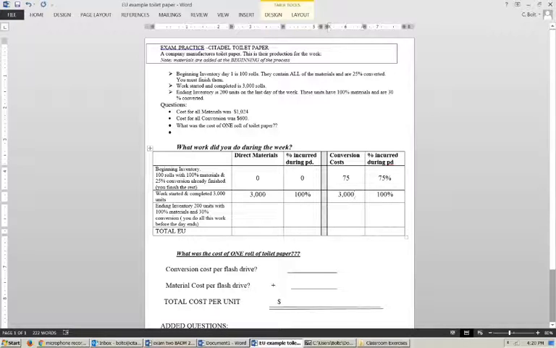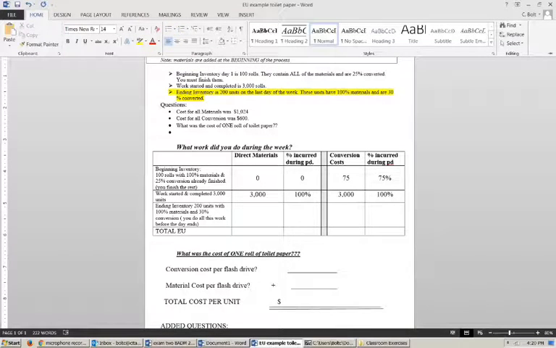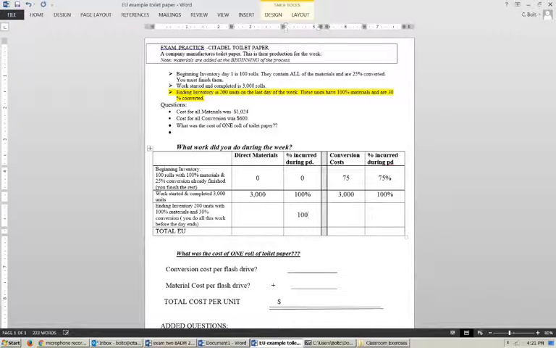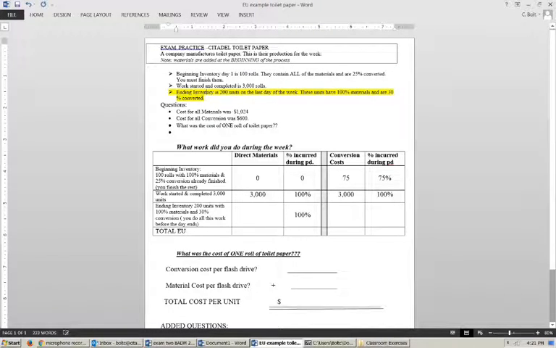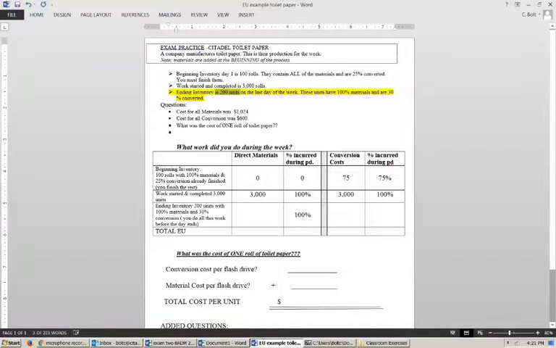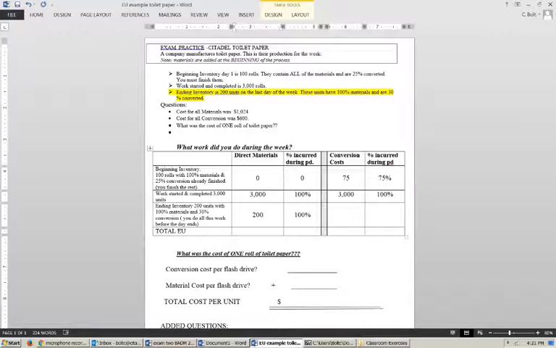Let's move to the final phase. Ending inventory, in this example, is showing up as 200 units on the last day of the week with 100% of the materials. So let's go ahead and put that in here. There's 100% of the materials. Going back up here, we see it's 200 units. So 100% with 200 units is going to be 200 equivalent units, 200 whole units of materials.